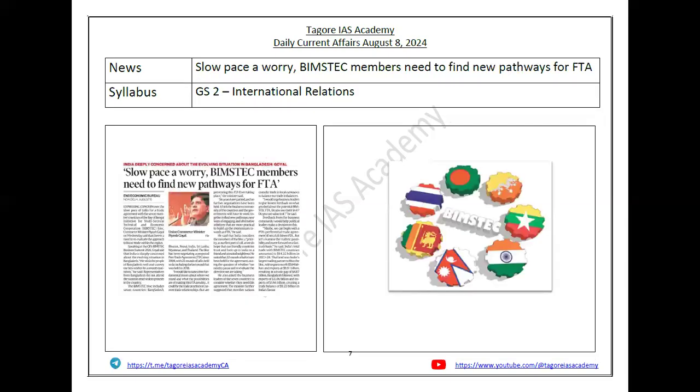Moving ahead, this is a topic which we will discuss in detail. That is BIMSTEC. As the news says, members need to find new pathways to sign the FTA, free trade agreement. BIMSTEC has been in existence since 1997. It's a regional grouping, but till now the free trade agreement has not been signed and it has been delayed continuously. So we will see what BIMSTEC is and what challenges it faces.